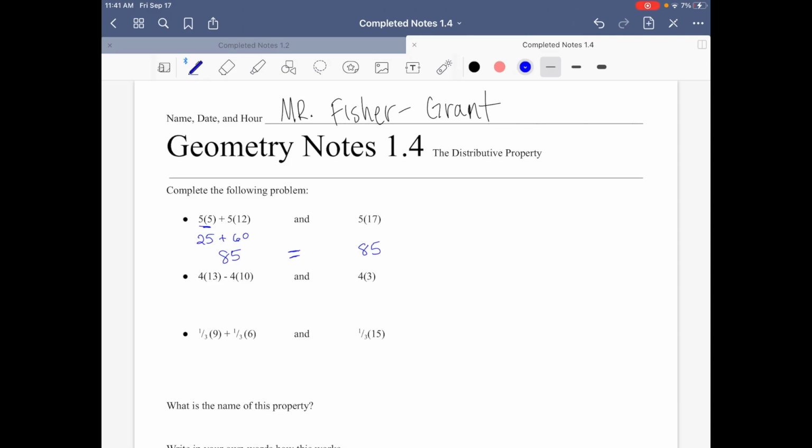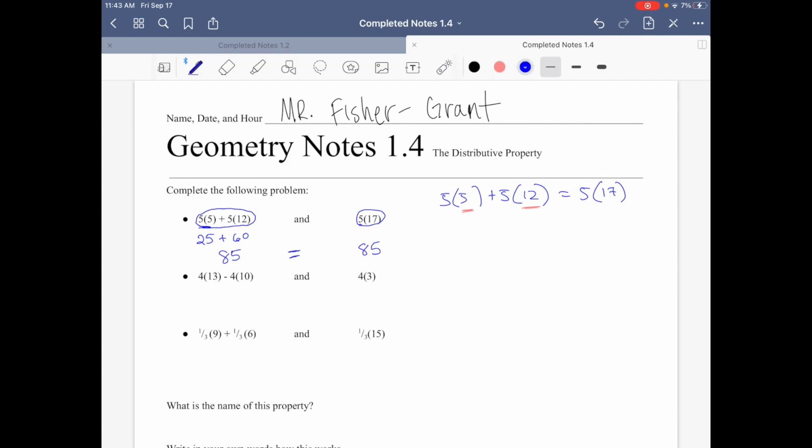So if 85 equals 85, then also can I say 5 times 5 plus 5 times 12 equals 5 times 17? So let's write that down. 5 times 5 plus 5 times 12 equals 5 times 17. And what do we notice about these? What do we notice about 5 and 12?